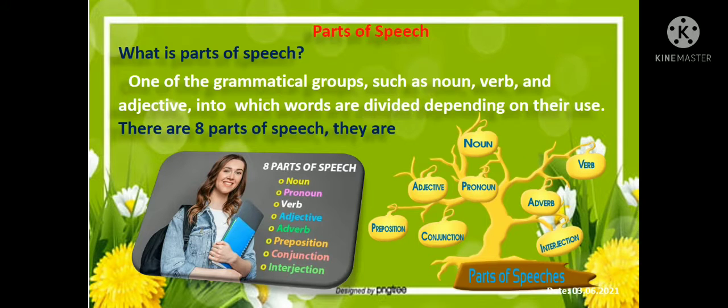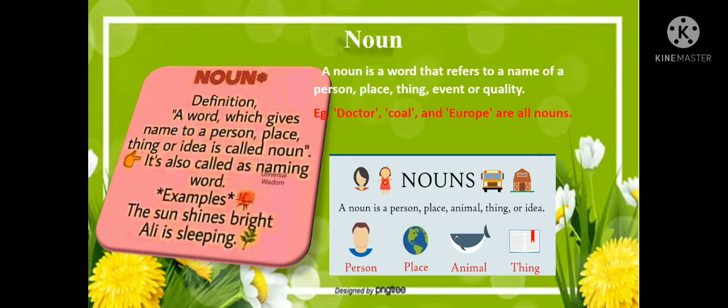So, one of the grammatical groups, such as a noun, verb, and adjective, into which words are divided depending on their uses. So, there are eight parts of speech in the English language. They are classified as follows. So, what are they? Noun, pronoun, verb, adverb, adjective, preposition, conjunction, interjection. Okay, let's see each one of the parts of speech in English language.